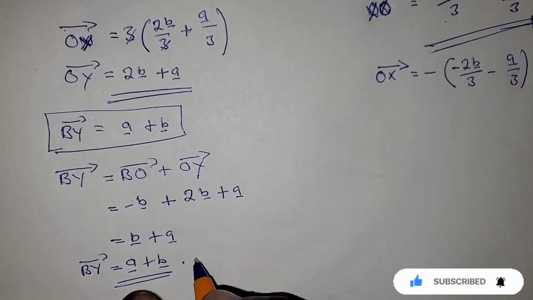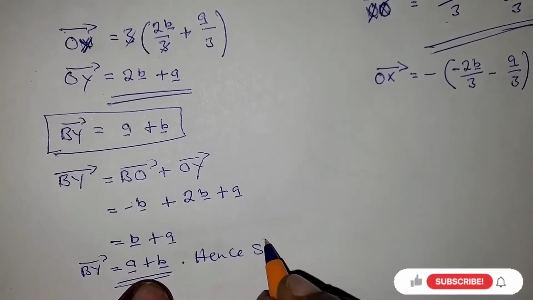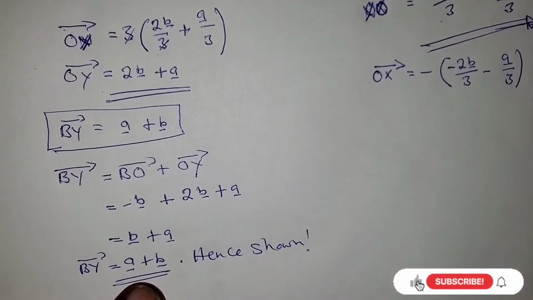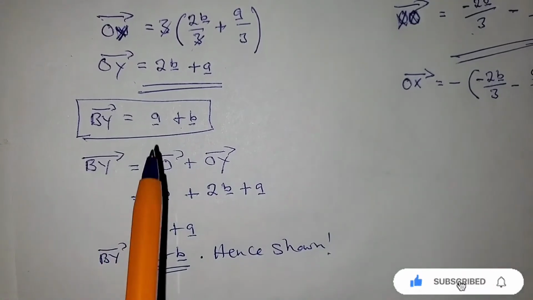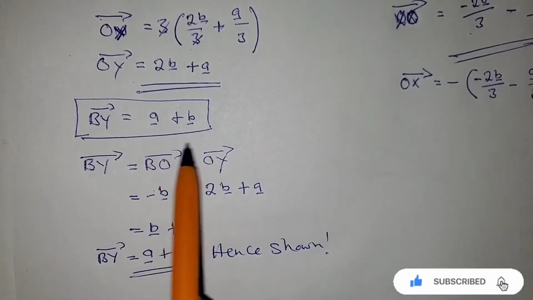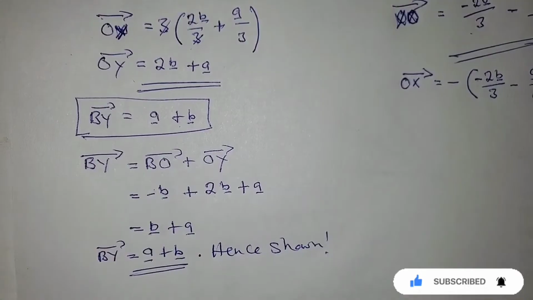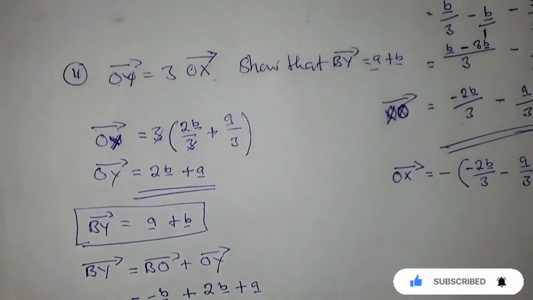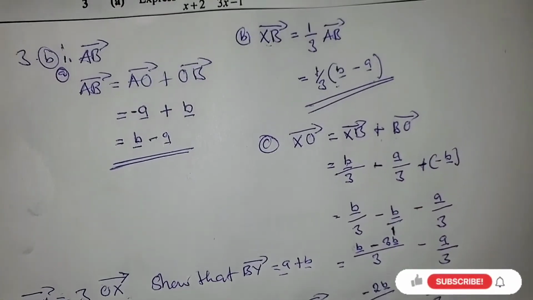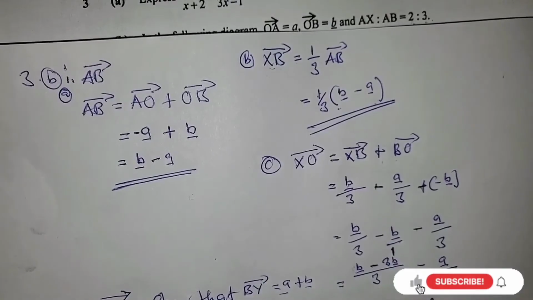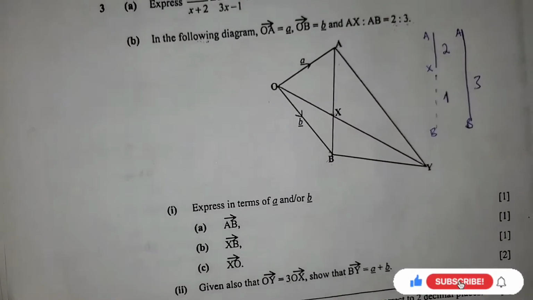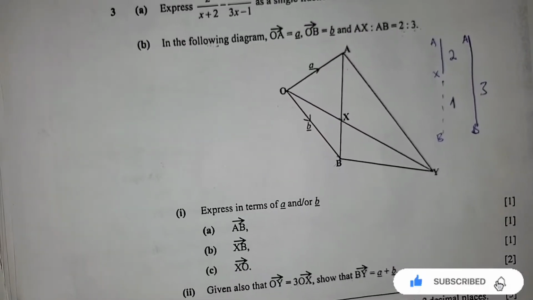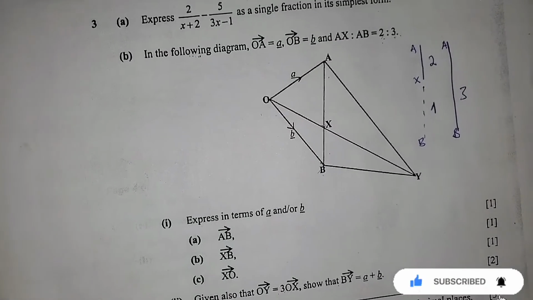You can even write here, hence shown. We've shown that BY is equal to vector a plus vector b. So everything we've been doing here is correct, starting from the word go. Okay, so now we can go to question 3A.